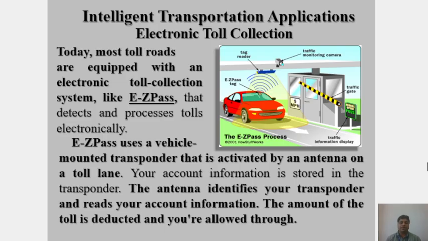This EZ Pass uses a vehicle mounted transponder that communicates with an antenna on the toll lane. The account information is stored in these transponders, and the antenna fixed over here identifies your transponder and reads your account information. So the toll amount is deducted and you are allowed through. At the end, the boom barrier is lifted up, the traffic gate lifted up after deduction of the amount, without much delay for the vehicles to stop at the toll plazas.